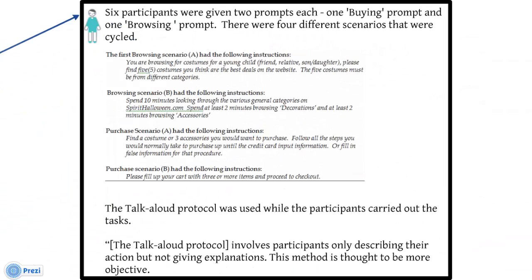For the use case prompts, 6 participants were given 2 prompts each. There were 4 prompts that I cycled, and each participant had 1 buy prompt, where the ultimate goal was to buy something and check out, and one of the prompts was a browse prompt, where all they had to do was browse using the website, find some products, but not go through the checkout process. The talk aloud protocol was used, so they spoke out what they were doing, but did not explain why they were doing it.